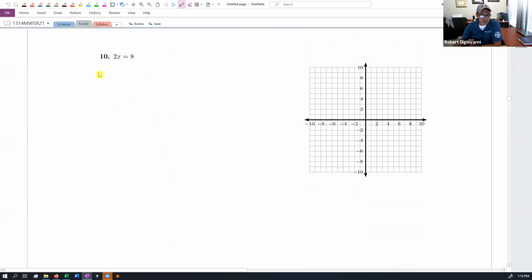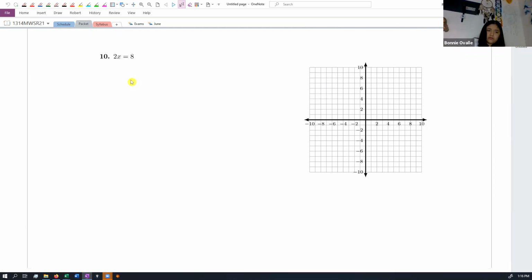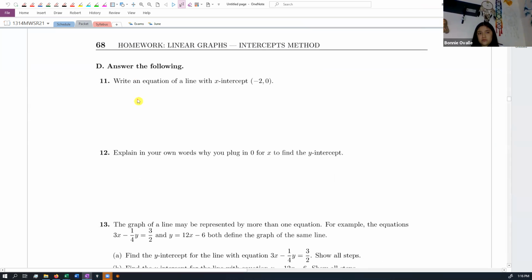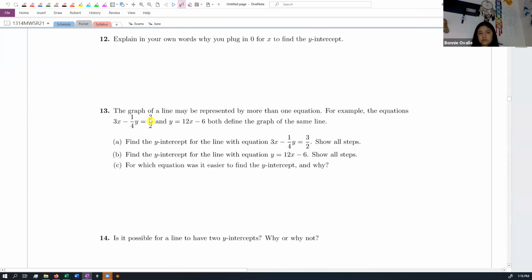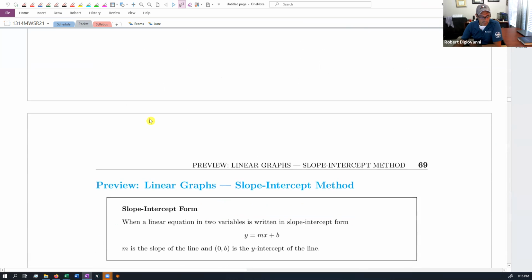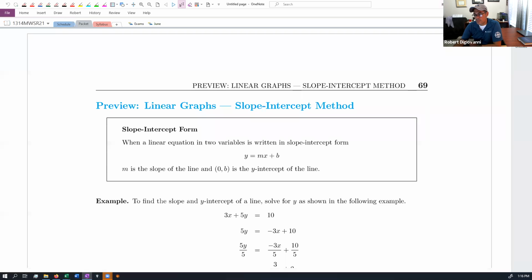What kind of line is this? We only have x's there. Vertical. Vertical line. Okay. All right, so let me see. I want to see how you do with that. Okay, so we're ready to move on.